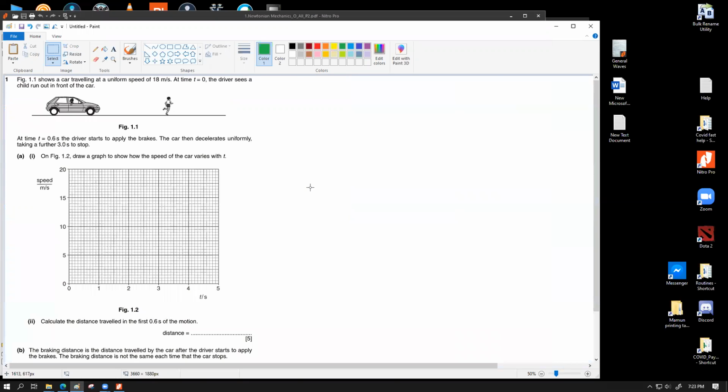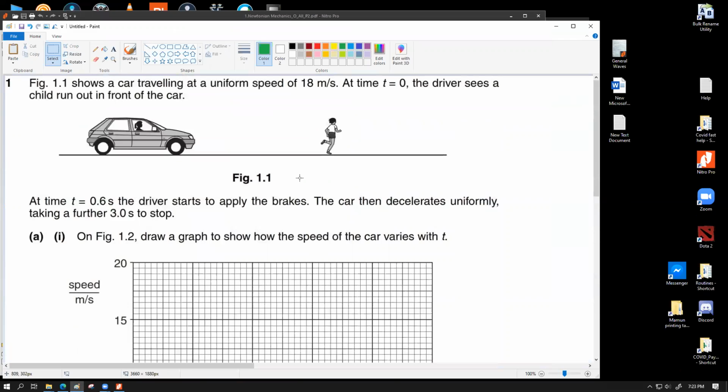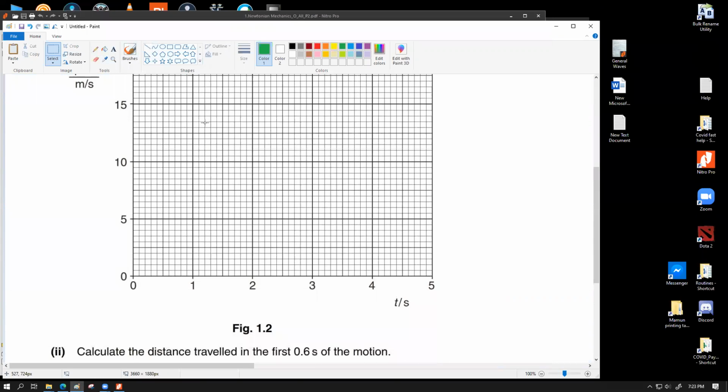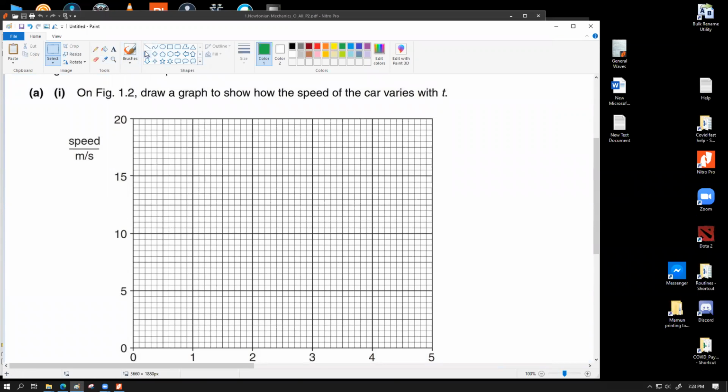So here it tells us the car was initially traveling at a uniform speed of 18 meters per second. Then in 0.6 seconds the brakes were applied. So if I have this graph, we would have a straight line up to 0.6 from 18. So this is 15. Every two divisions is 1. So 15, 16, 17. This should be 18. It goes up to 0.6 second.